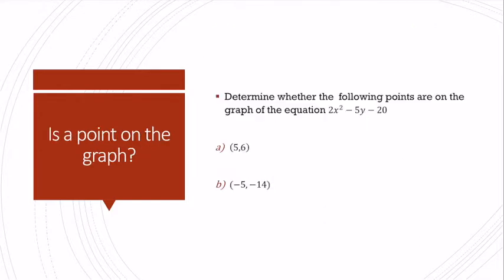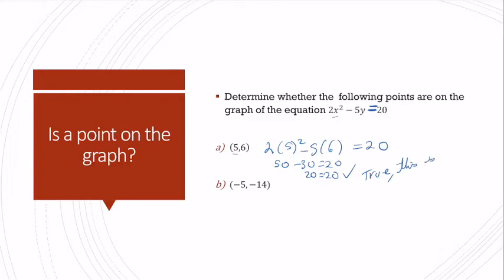In order to determine whether a point is a solution, so whether a point is on the graph, we can do that by substitution. If I want to determine whether the following points are on the graph of my equation, I would just substitute them in. I'd have 2 times 5 squared, instead of x squared, minus 5 times 6, and I wonder, does that equal 20? Well, I get 2 times 5 squared, so that's 50, minus 30 is 20. This is true, right? 20 equals 20. Because I got a true statement, this is a solution, and it's a point on the graph.